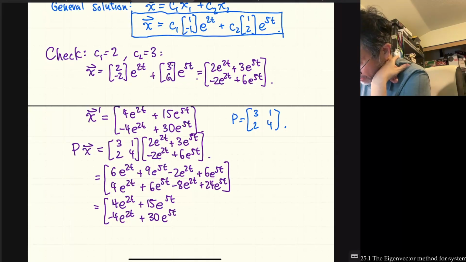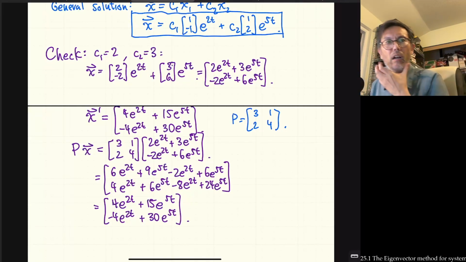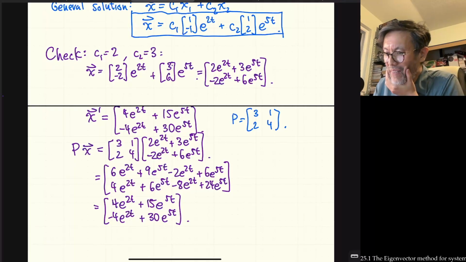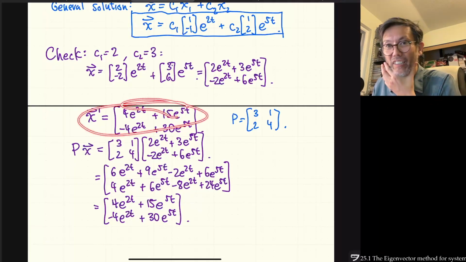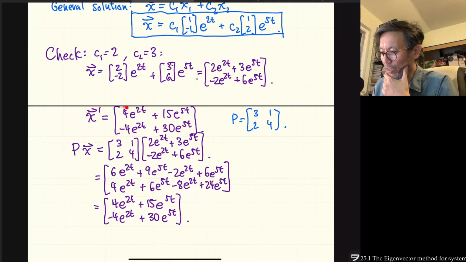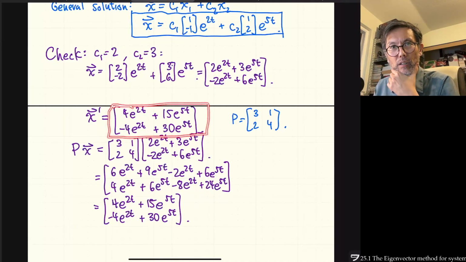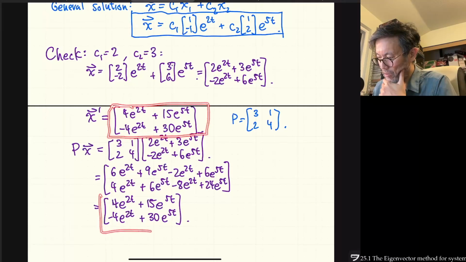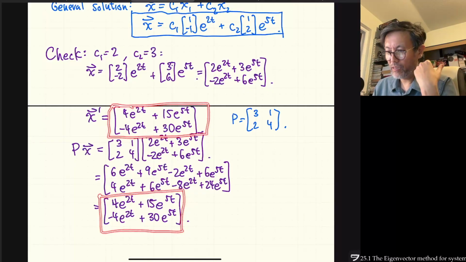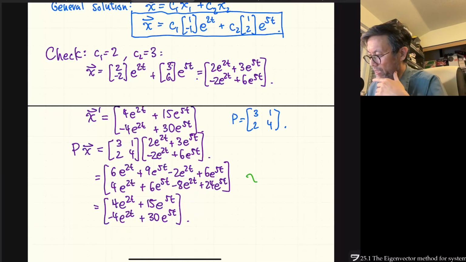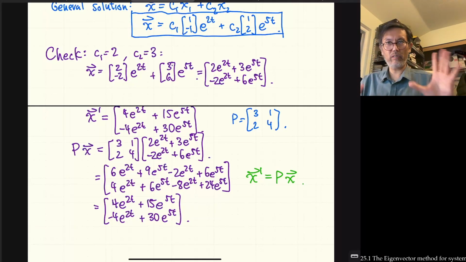I feel like I'm having deja vu. Why is that? Oh my God, because it's this. I just wrote that again. Look at this matrix. What was this again? This was x prime, right? And look at this one. That's P times x. So what we see, evidently, with our eyeballs, is that x prime is equal to Px. Does this make sense?